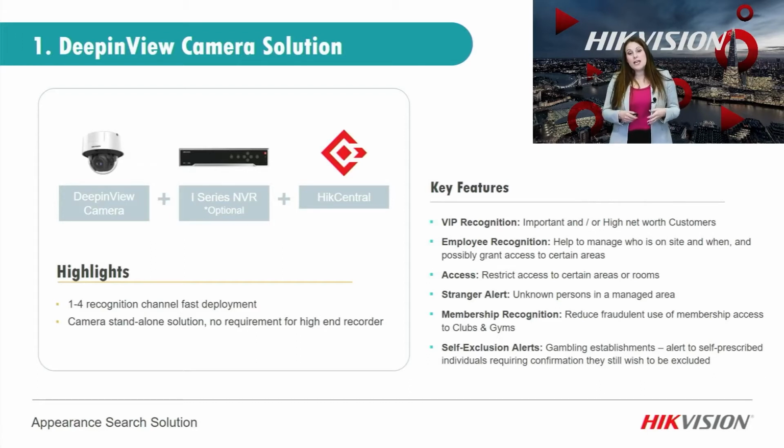Stranger alert, if you've got an office environment where you don't want certain people to go beyond a line or something like that. Membership recognition, so for somewhere where you need to be a member to go into a building, such as a gym. And self-exclusion alerts. So if someone has signed up to self-exclusion for perhaps a gambling establishment, this solution can really help to manage that too.